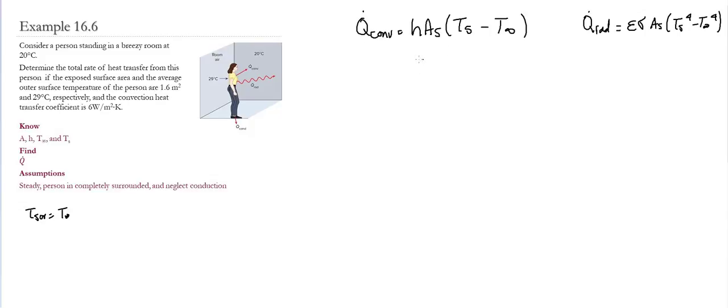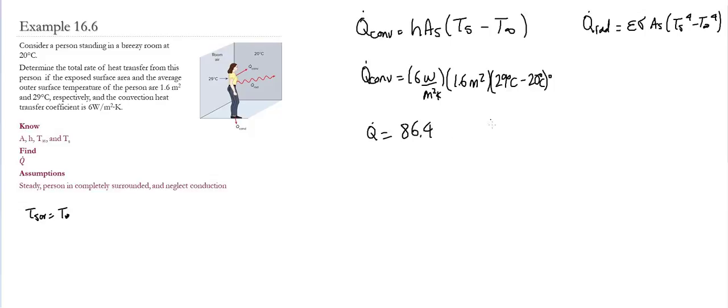Okay, so notice that for the convection, we have all the information provided. We have the value of the heat transfer coefficient, the surface area, and both of the temperatures. So we simply replace. So this is going to be 6 watts per meter squared Kelvin. The surface area was given to be 1.6 meters squared. The surface temperature, so the skin temperature or the body temperature, was given to be 29 Celsius. And the outer temperature of the room is at 20 Celsius.